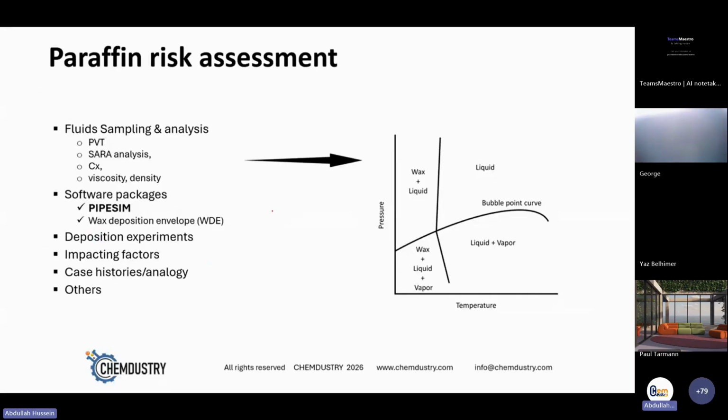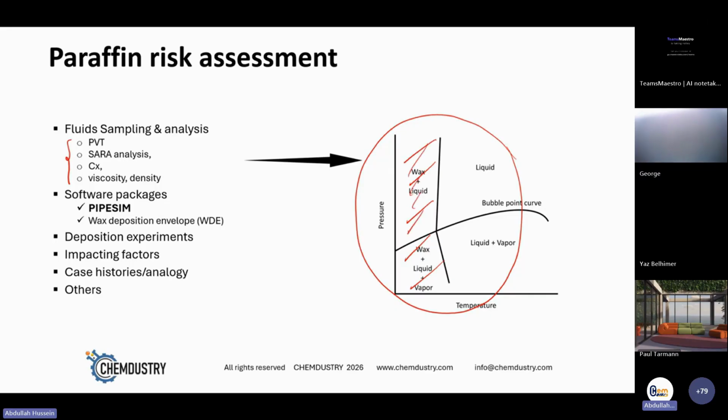How to assess the risk of the waxes? Again, you pull some samples and analyze them. Normally we run a list of analyses, and then we run some simulations. Again, you have PipeSim to do that. The outcome of PipeSim will tell you the wax deposition envelope. It tells you where the waxes are expected to form in the system.